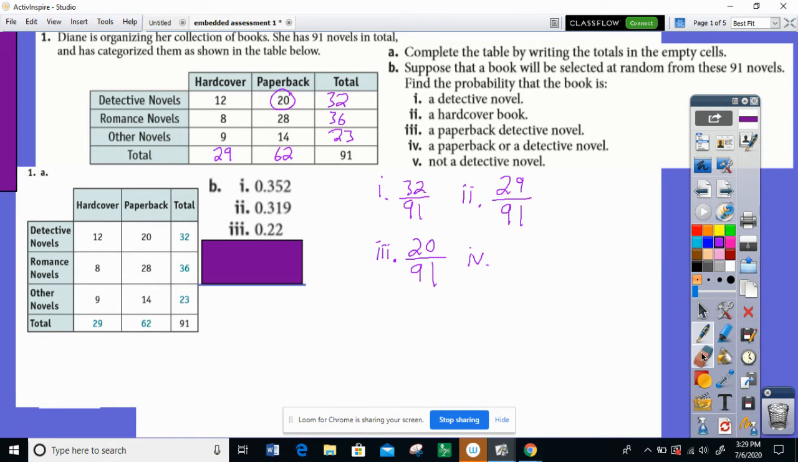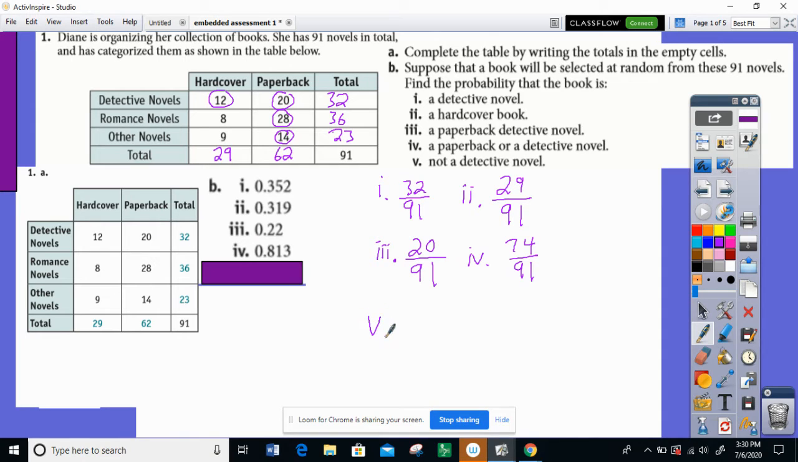Number 4 says, find the probability that we have a paperback or a detective novel. So that would be any of the paperback books or any of the detective books. There are 32 detective books total. We've already counted these 20, so we still need to include these 12. So 12 plus 20 is 32, plus 28 more is 60, plus 14 more is 74 out of 91. Or as a decimal, that could come out to be 0.813.